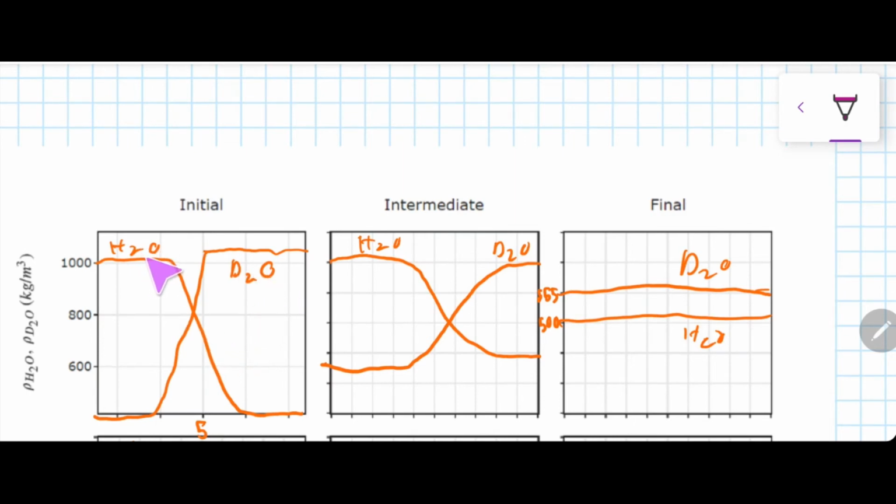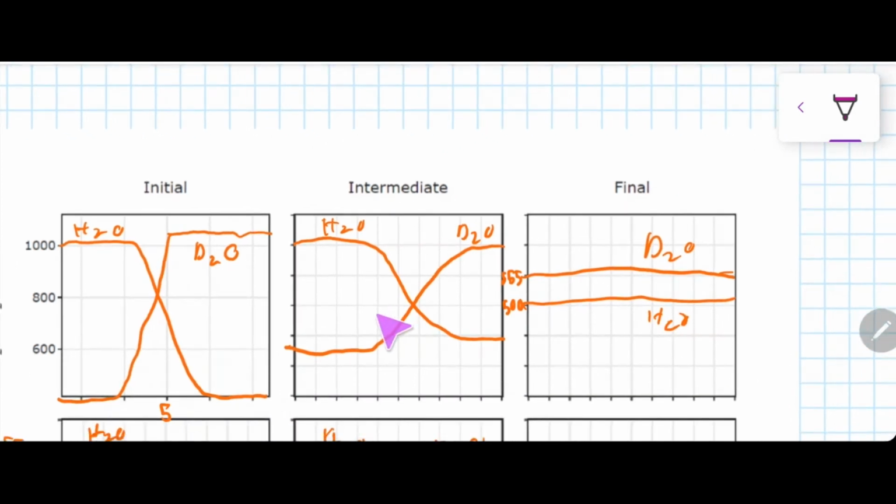we know that water and heavy water have not mixed yet. So we're going to have pure density of water, which is about 1,000, and pure density of heavy water, as it was told to us, was 1,110. And then we're going to just drop down to 0 as we get to the other side.